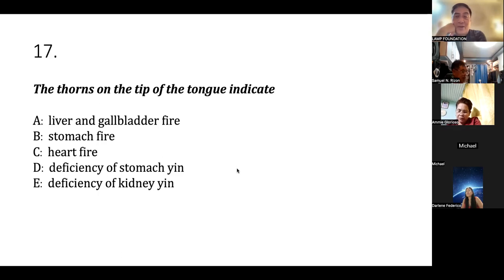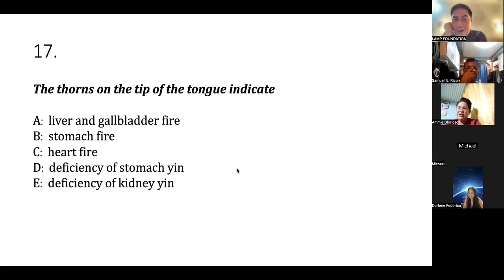What about pag liver and gallbladder fire? Nasaan ang thorns? Nasa side. Pag stomach fire, nasa gitna, nasa middle. Nasaan ang thorns pag may deficiency of stomach yin? Walang thorns. Stomach yin deficiency yan, wala lang coating.